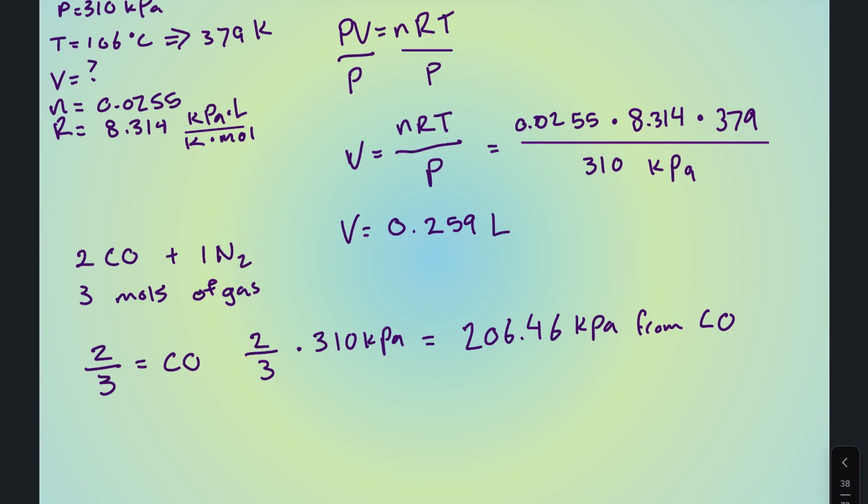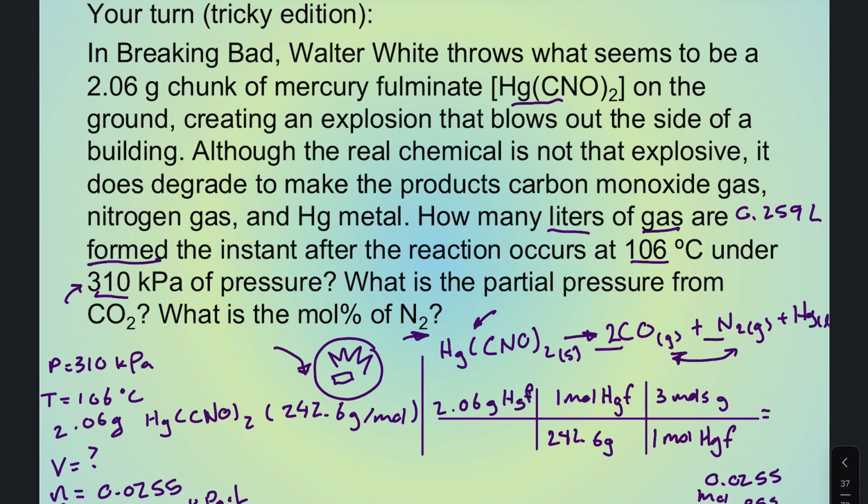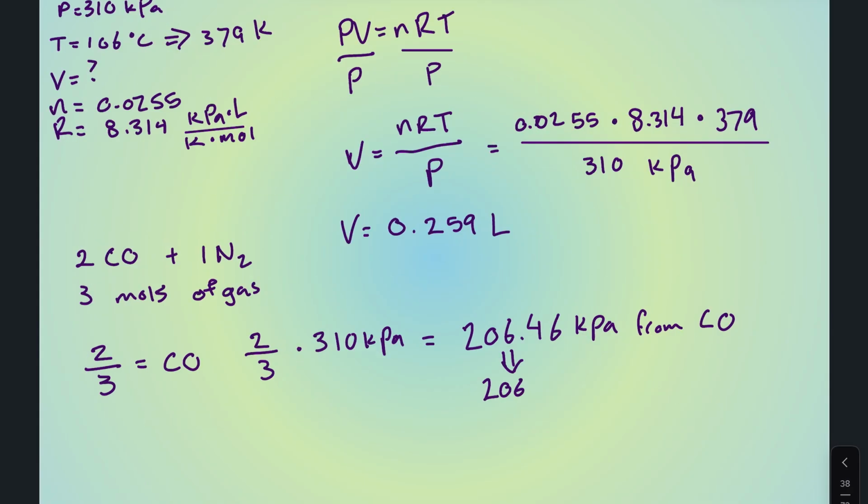And so we will then take that and give it the correct number of significant figures, which is going to be 3, so that's 206 kPa. And now let's go back. So that's what we're going to have for the partial pressure. It's going to be 206 kPa. What's the partial pressure from CO? That's that answer.